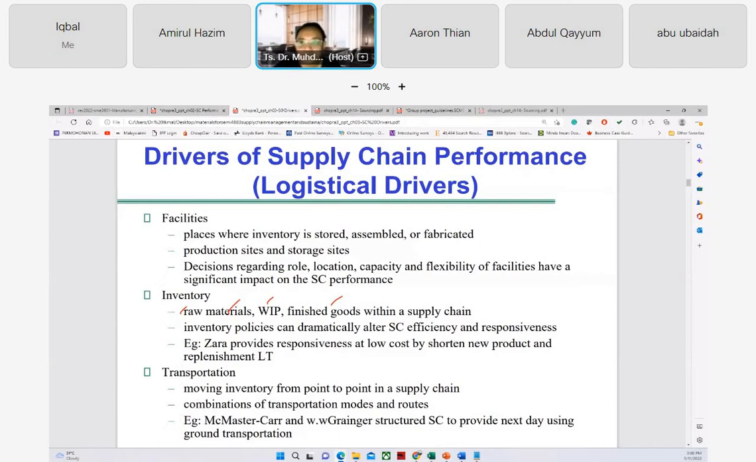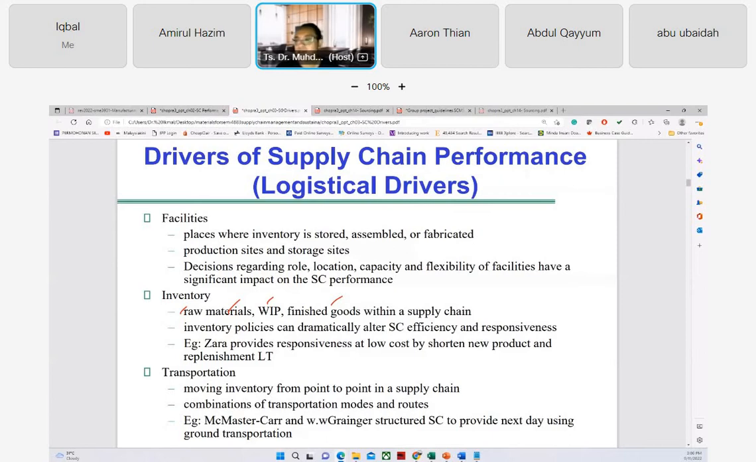Okay, let's say for example, you go for shipping, and then suddenly when you receive the parts in Malaysia and you open the box, there is a lot of scratches due to handling problems, for example. You cannot charge Volkswagen India. You have to pay to buy new ones, to replenish the scratched parts of components. So that's the inventory policy, which sometimes can dramatically alter supply chain efficiency and responsiveness.